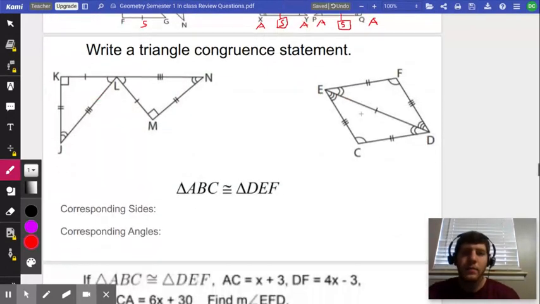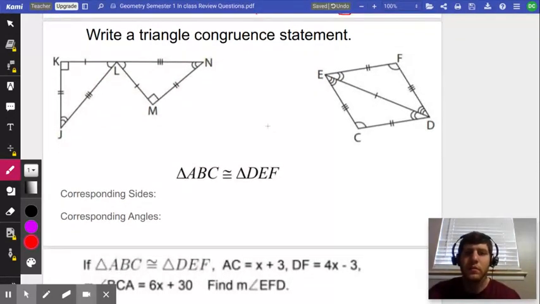All right, next question, write a triangle congruence statement. So again, you can name the first one 6 different ways. I'm just going to do this one below. So right here, we'll do triangle, how about KJL? There's 6 different ways you could have named it: KJL, KLJ, LKJ, LJK, JKL, or JLK. Doesn't matter how you do it.